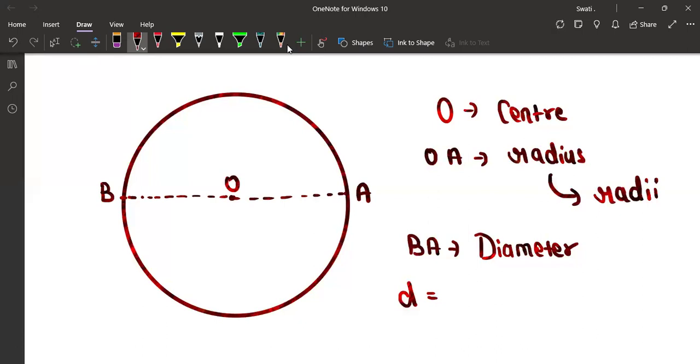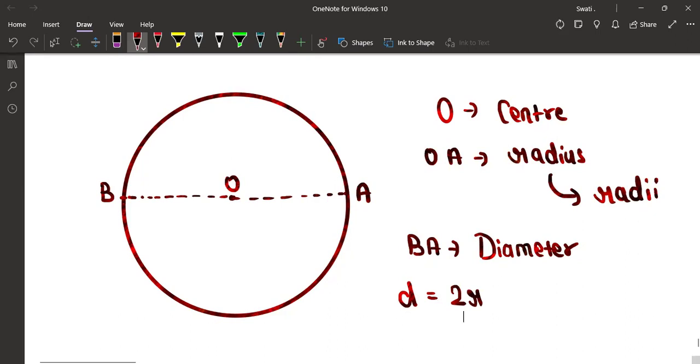Today your voice is not coming, otherwise it could have been a quite interactive class. I would be asking questions and you would be answering, but it's okay. So diameter is equal to 2r, right? You can use this formula to find the diameter, and the same formula to find the radius. Just shift 2 to the other side and you'll get the answer.